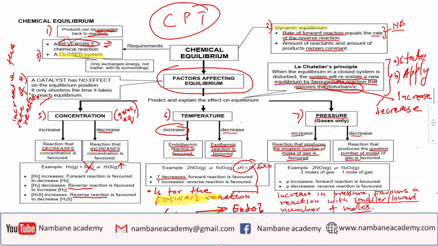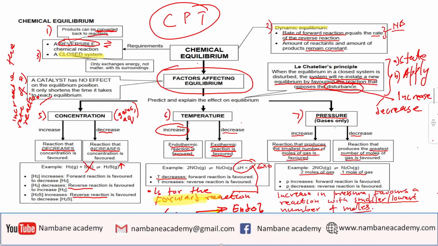So let's look at the example that is given. We have 2 moles of gas for the reactants and 1 mole of gas for the products. So if we increase the pressure, it favors the forward reaction. Why? Because we did say an increase in pressure favors a reaction with the smallest number of moles. So which one has the smallest number of moles? It's the product. So the reaction that produces the product is the forward reaction.